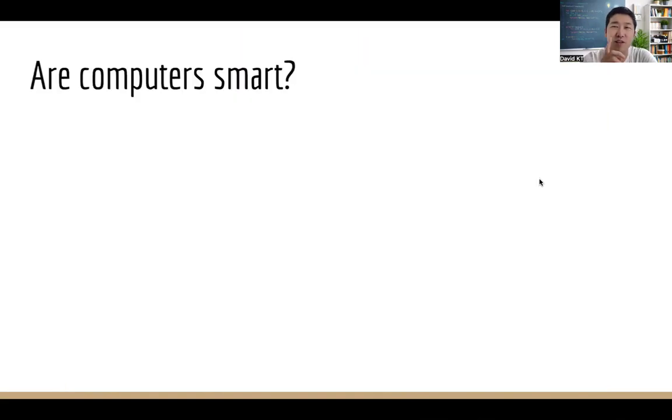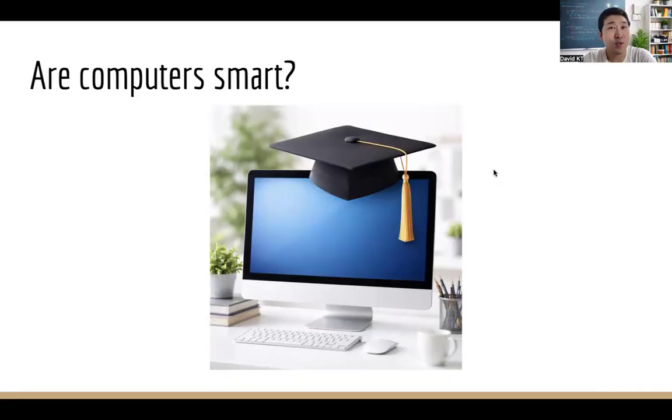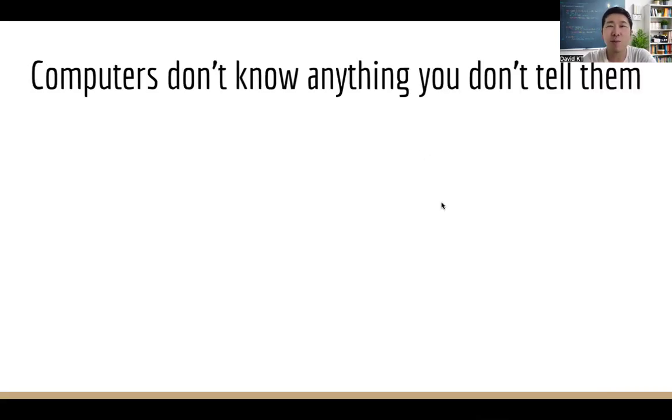So before we go on, I just have one question for you. Are computers smart? Well, computers are smart in many of the ways that humans are not. They can perform calculations this quickly. They can store massive amounts of information for a long time, accurately as well. But computers are not smart in the ways that humans are. Computers tend to be very literal, and computers don't know anything you don't tell them.